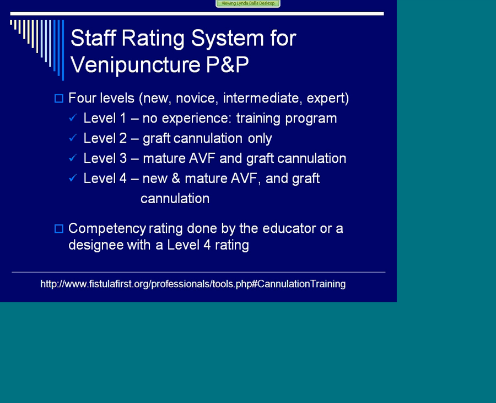And again, if the experts are having trouble with it, I don't think it's the cannulator's problem. I think it's a vascular access problem that the surgeon needs to address. All right? And so, again, your competence ratings are done either by the educator or by a designee that is a level 4 cannulator.